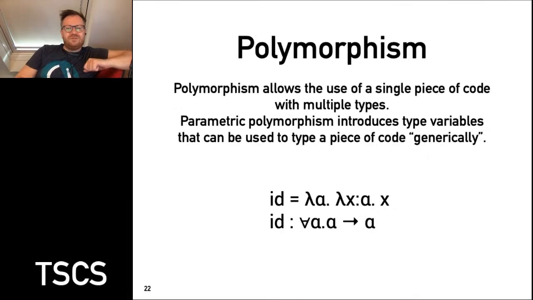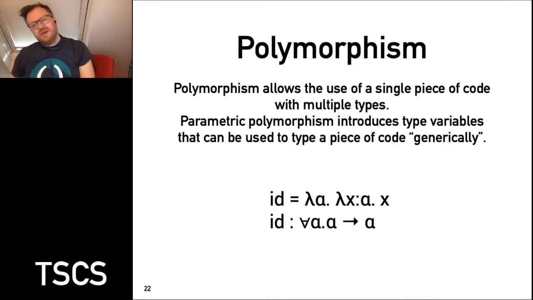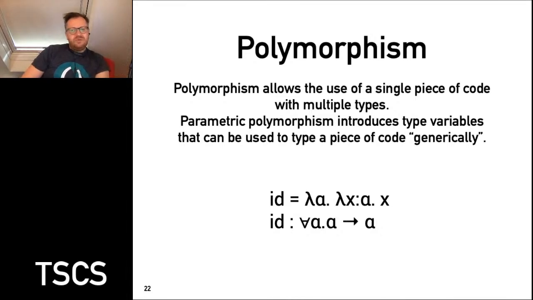So polymorphism works in a way like this. It allows you the use of a single piece of code with multiple types. And parametric polymorphism, the thing that we now have on type level, introduces type variables that can be used to type a piece of code generically. So what does this mean?